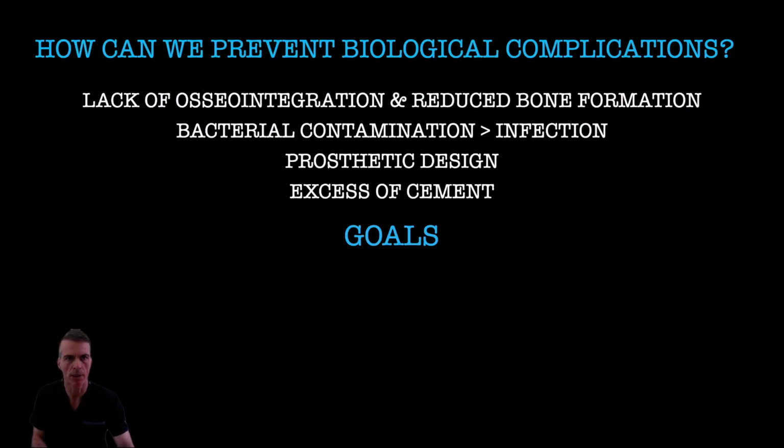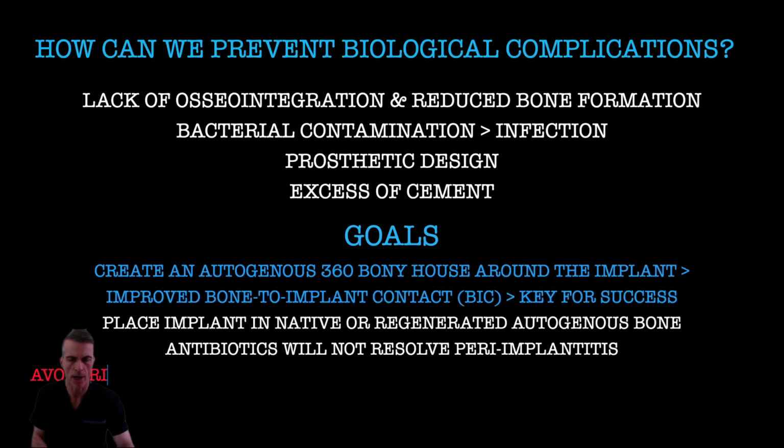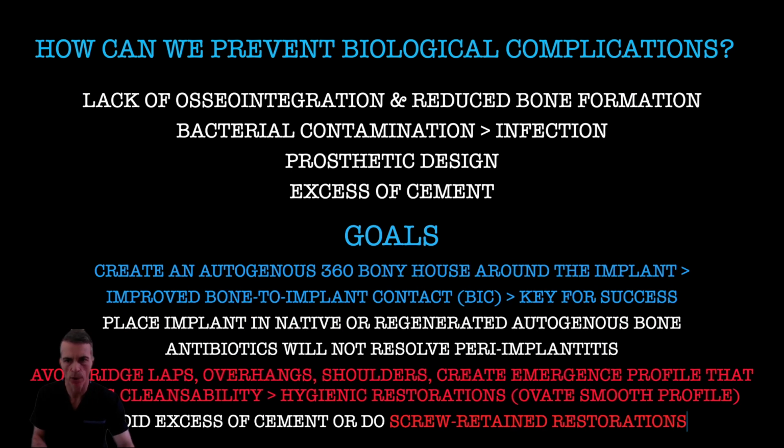The main goals, and again, how we can prevent these biological complications. Well, number one, I want to have my implant fully surrounded by autogenous bone. I want to improve the bone to implant contact. So in doing so, I'm going to make sure that the whole perimeter of my implant is surrounded by autogenous bone. Place your implants in native bone, if not possible, in regenerated autogenous tissue.